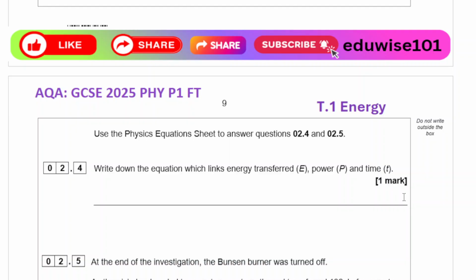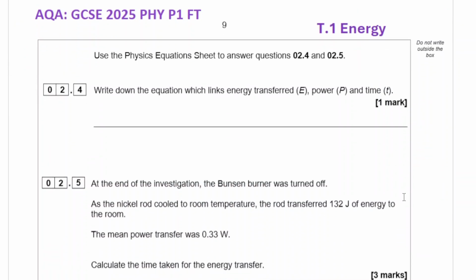Use the physics equation sheet to answer the following questions. Write the equation that links energy transferred, power, and time. Energy transferred E equals PT, or you can write power equals energy transferred divided by the time. You can write the word equation as well.